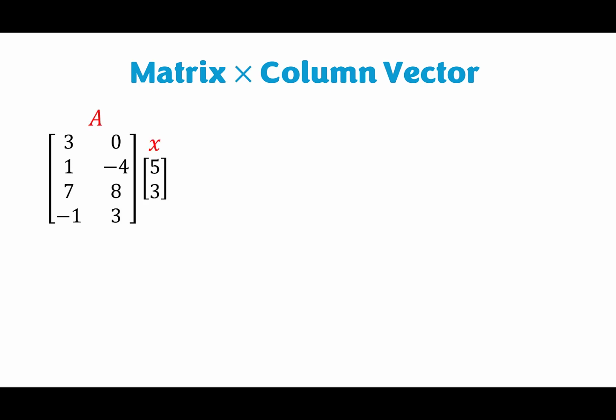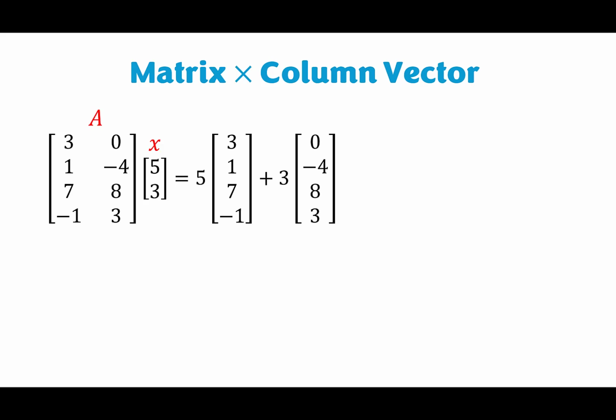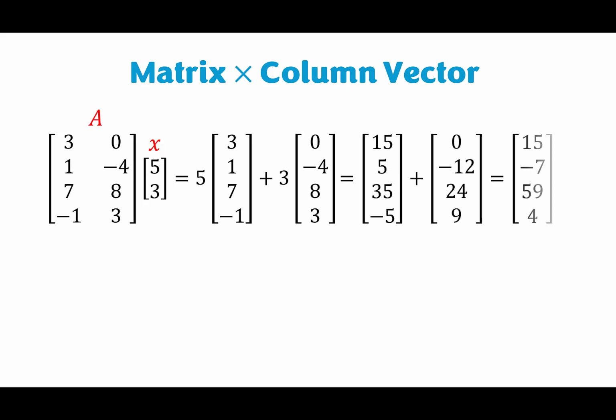Now, a more complicated operation we can define is a matrix times a column vector. A column vector is just a matrix with one column. So here's an example. Matrix times a column vector. We'd call the matrix A and the column vector X. And the way we define that is we scale the columns of A using the entries in X, and then we add them up. Right? So we scale the first column by 5, the second column of A by 3, and then we add them up to get a resulting vector that has 4 entries, 4 elements in that resulting vector from this matrix times the column vector.